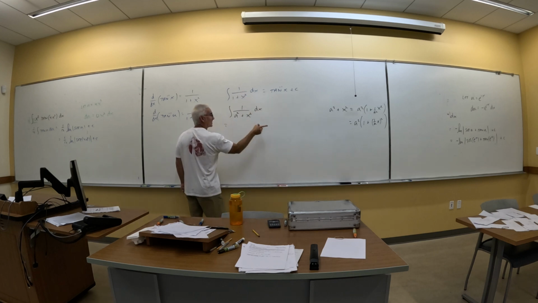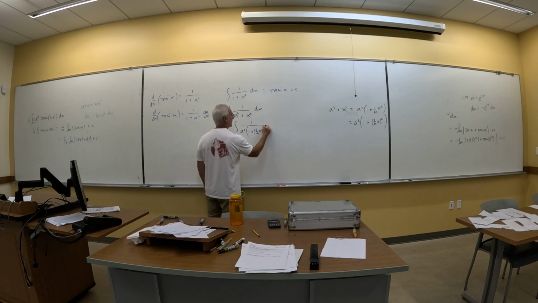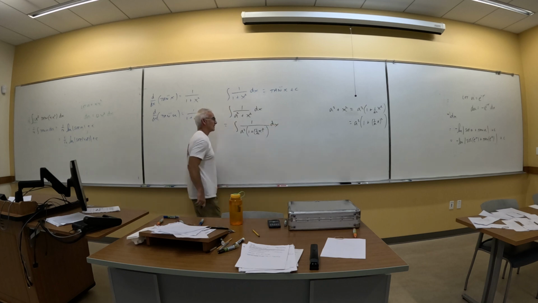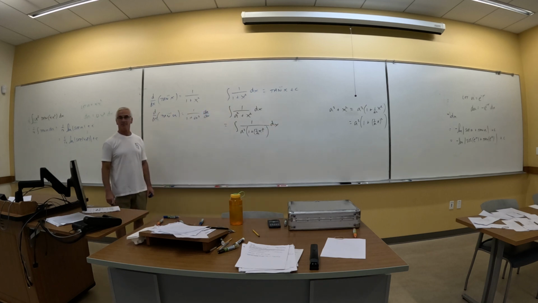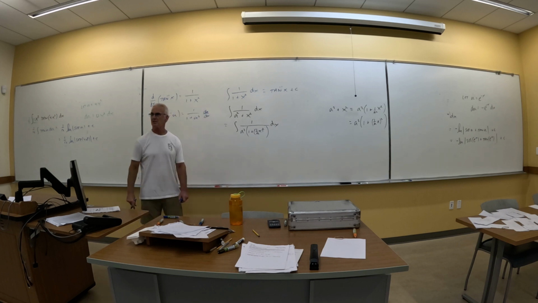So, based on what I just said there, can I write this as 1 over a squared times 1 plus 1 over a times x quantity squared? Are these the exact same? Well, if I distribute, yeah, I think these are exactly the same. Okay, so far so good.